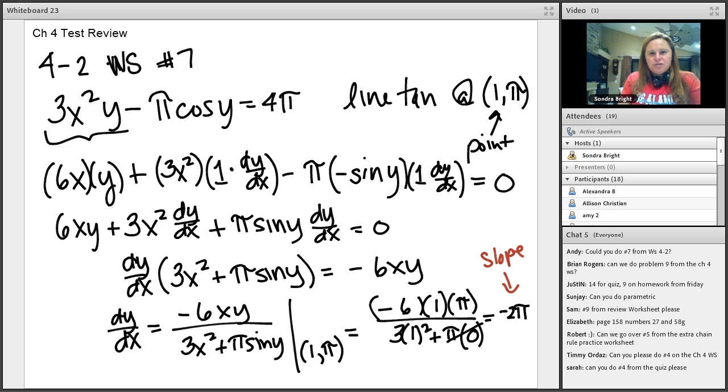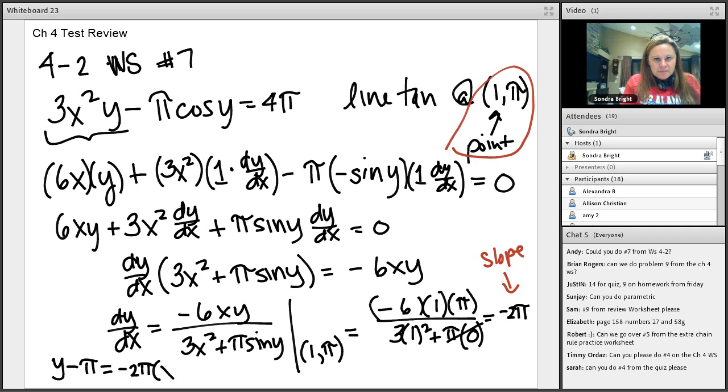And then this is your point. Together, let's see if I can squeeze it in. Did they simplify it too? Of course they did. We've got y minus pi equals negative 2 pi times x minus 1. And then they solved for y. Sorry, it's so scrunched, but it'll be y minus pi equals negative 2 pi x plus 2 pi. And then when you add the pi over, it should be y equals negative 2 pi x plus 3 pi.